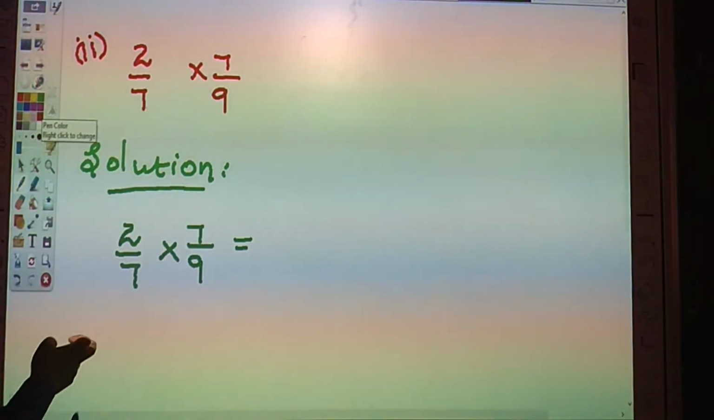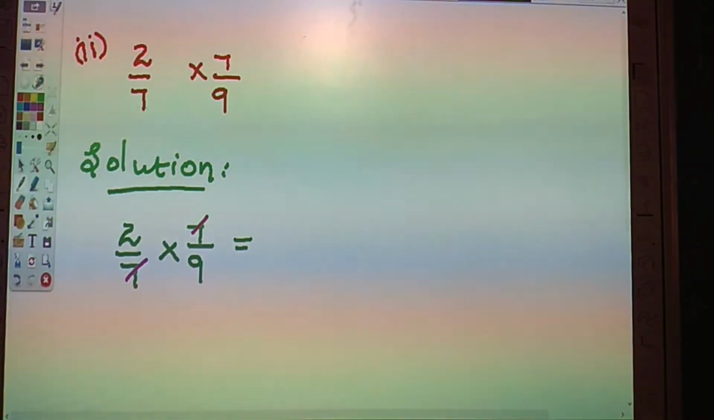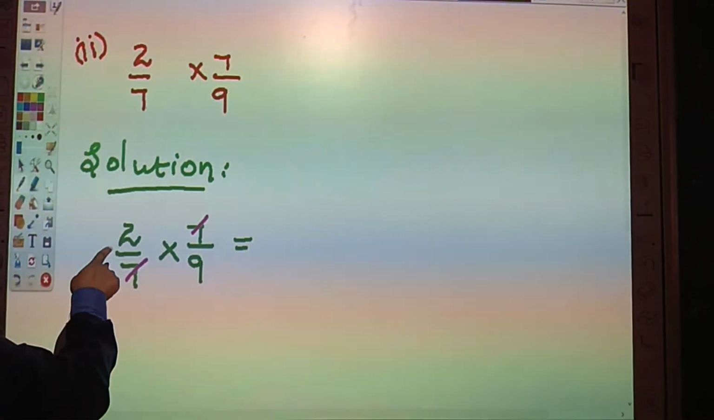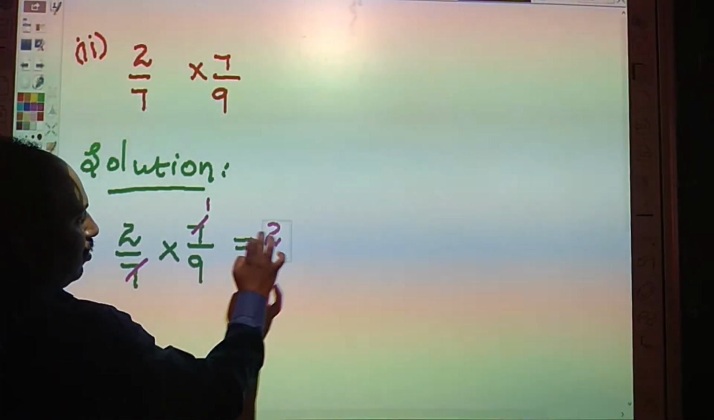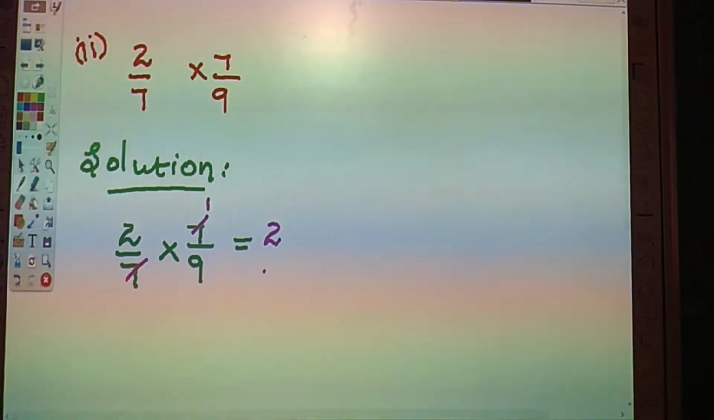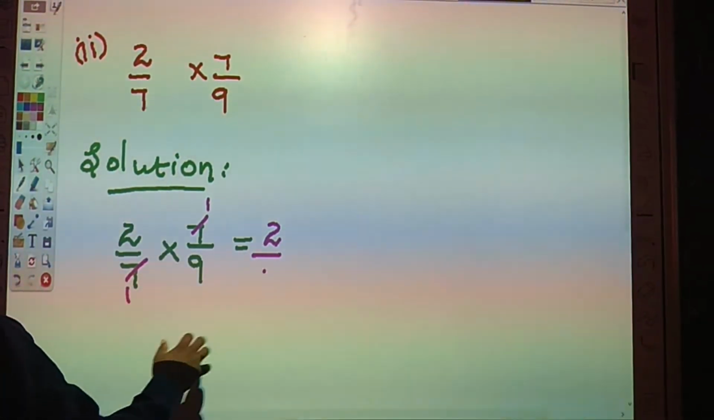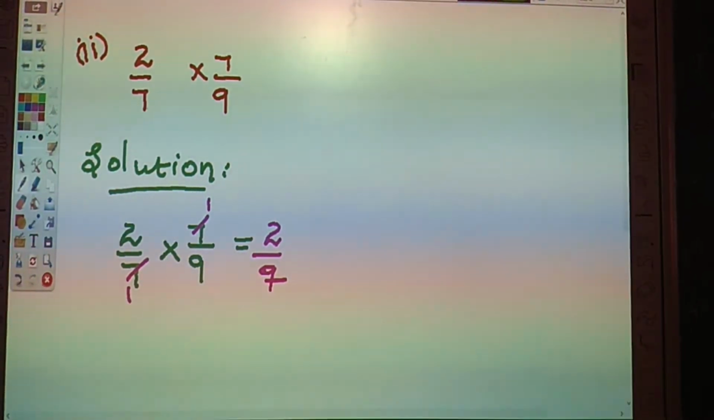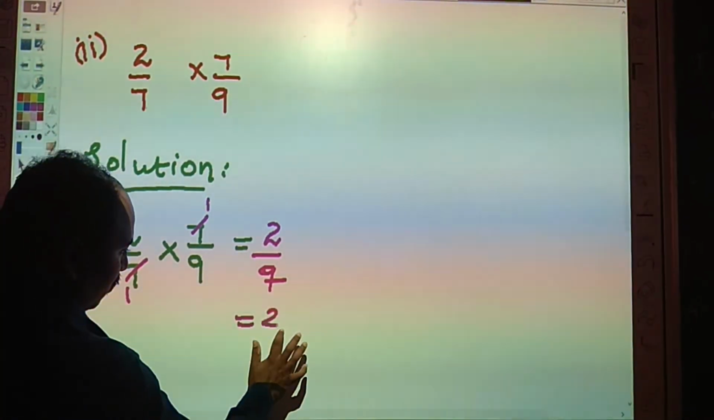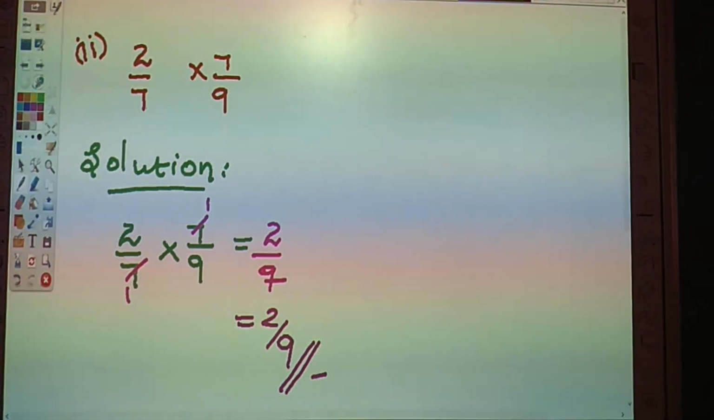We cancel the 7. 1 7 is 7. Here also 1 7 is 7. Remaining, the numerator 2 into 1 is equal to 2. Then divided by 1 into 9 is equal to 9. So our answer is 2 by 9.